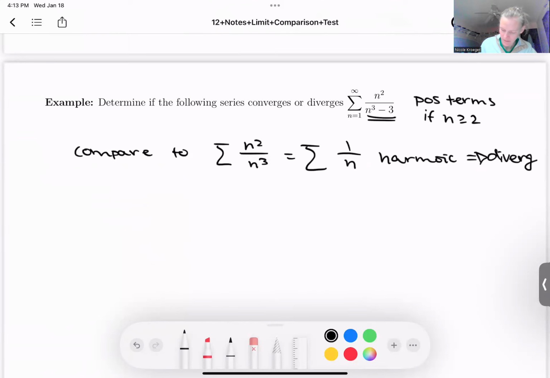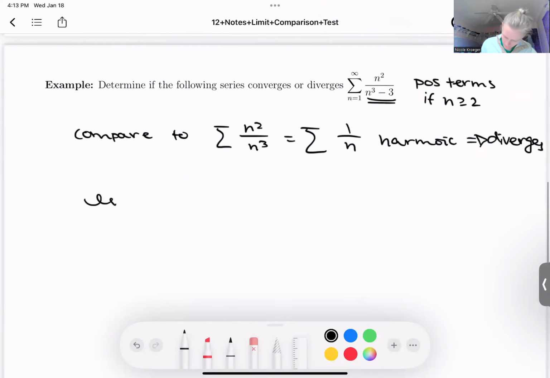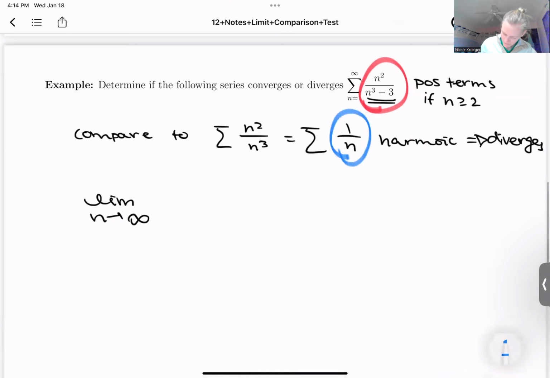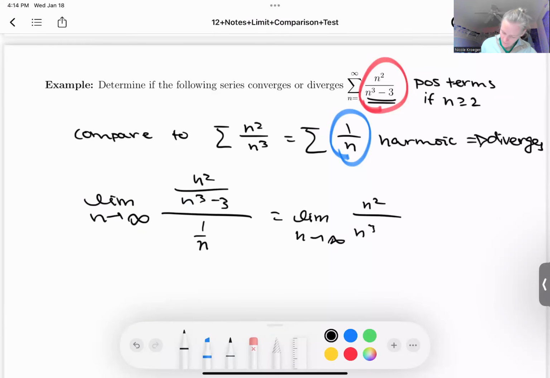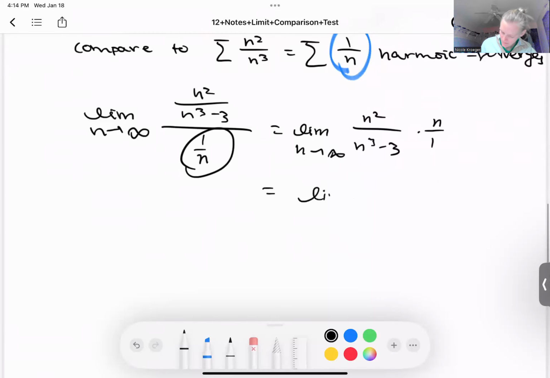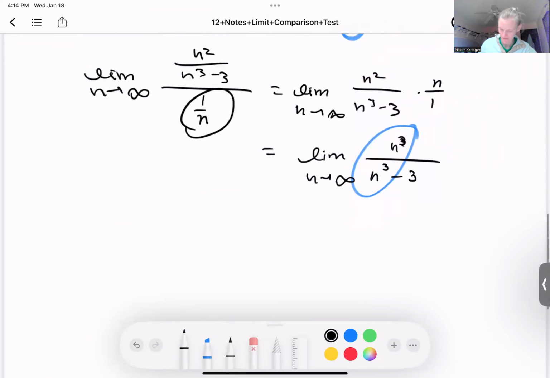We want to make sure we are comparing it to something that we know what happens. And so we'll look at the limit as n approaches infinity of this divided by the thing that we're comparing it to. So we have n squared over n cubed minus 3 over 1 over n. So that's the limit as n approaches infinity of n squared over n cubed minus 3. We multiply by the reciprocal, n over 1. And hopefully this is a limit we can compute. This is n cubed. Sorry, my 3's are looking really messy today. n cubed over n cubed minus 3. Once again, we just take the highest powers. That ratio gives us 1. We don't always get 1 out in these, but we oftentimes do.